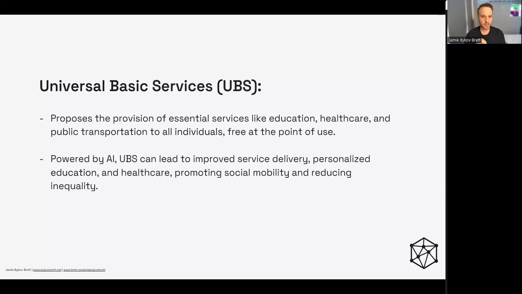Alongside universal basic income, we should be considering universal basic services. Whereas universal basic income would be a payment that gives people full discretion over how to spend that money, an alternative, or in conjunction with, universal basic services proposes essential services like education, healthcare, and public transport to individuals, free at the point of use. This can really help to improve service delivery, personalized education and healthcare, promoting social mobility and reducing inequality.